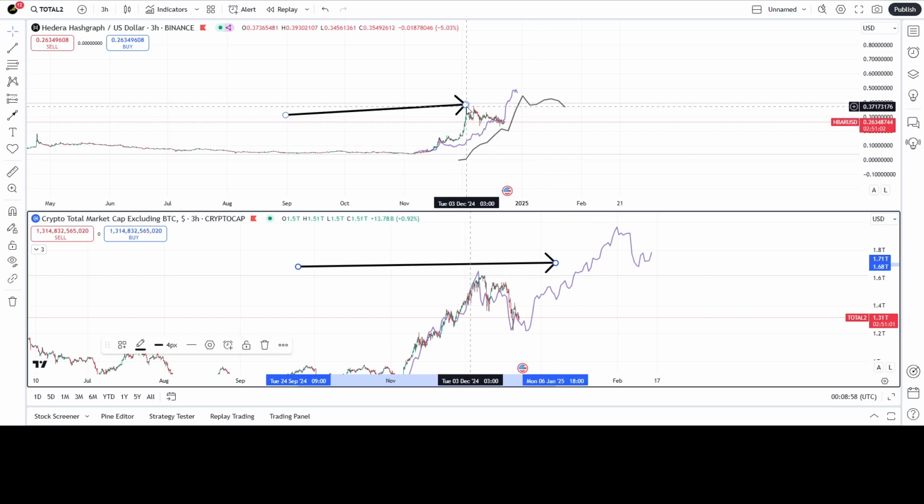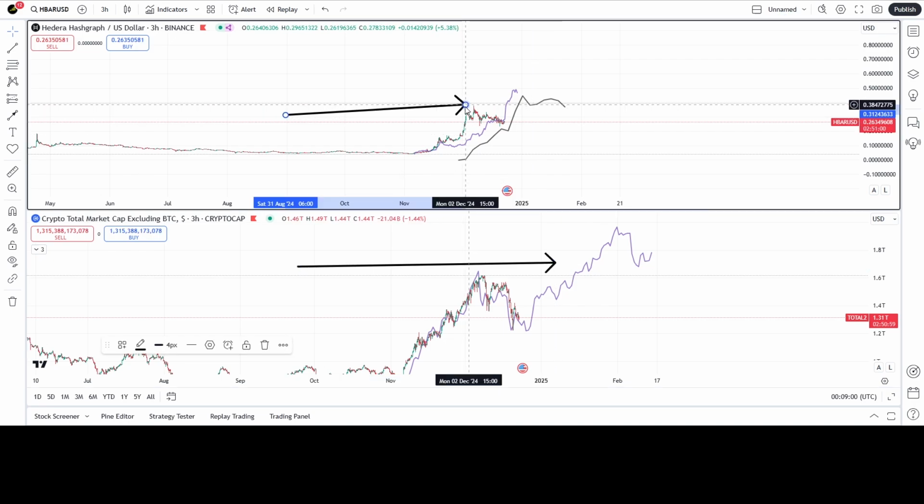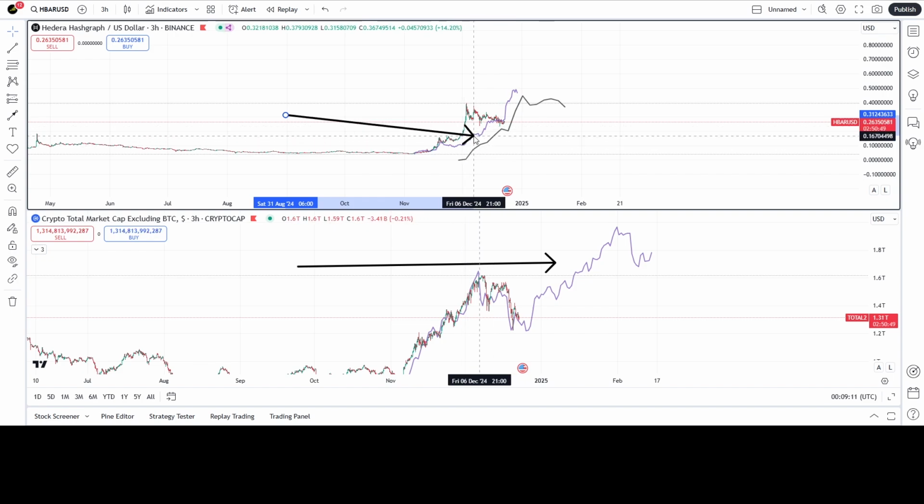Okay, so now that we have those key concepts out of the way, let's talk about H-bar. A lot of you have asked me about H-bar. So H-bar has a repetitive bull run structure. As you can see, I have 2 different fractals on here. This black fractal is the first H-bar bull run structure that took place. This was in 2020. The second one, this purple one, is the most recent iteration of the bull run structure, and this took place in 2021.